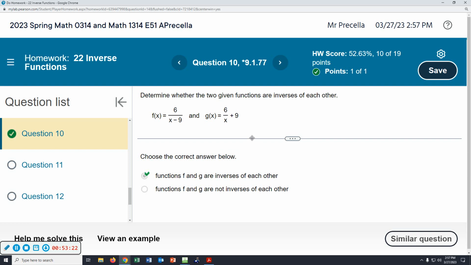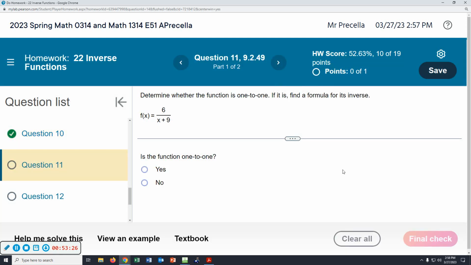Any questions? So the natural question at this point, okay, how do you find an inverse? Suppose you're given a one-to-one function. How do you find a formula for its inverse?